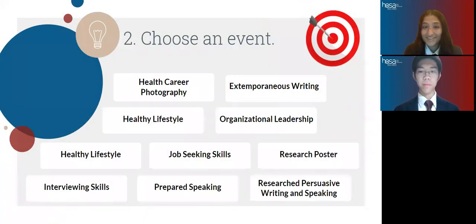Next up, obviously, is choosing an event. So once you've kind of honed down the skill that you feel you would thrive best in, you need to sort of categorize those skills into one event. So these are the different events that are listed here, and I included a target on the top right because really your skills are your darts and you're trying to find the best target for those darts.